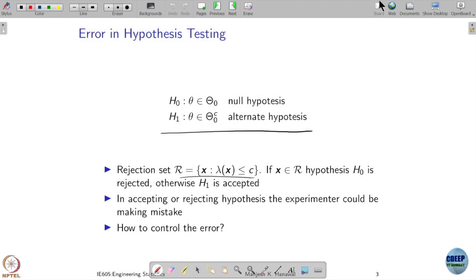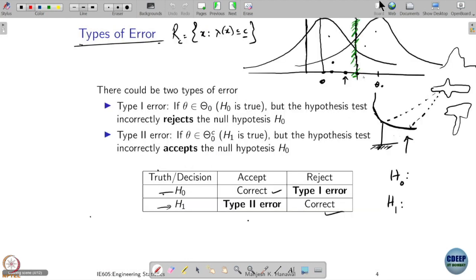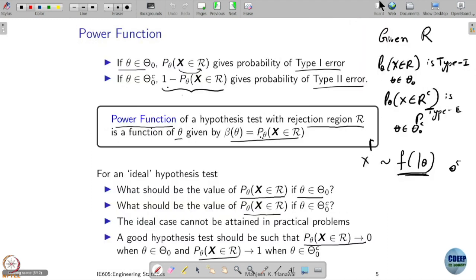Okay, in the last class, we started talking about hypothesis testing, right? We introduced what hypothesis testing is, and we defined what a rejection set is. We talked about various types of error, particularly type 1 error and type 2 error, and we defined them using your power functions.